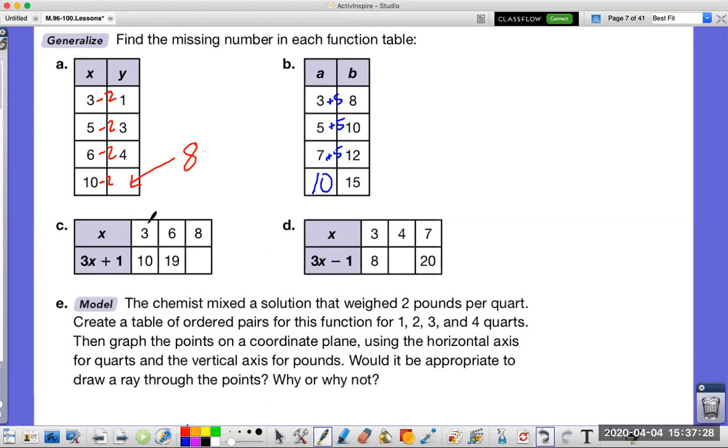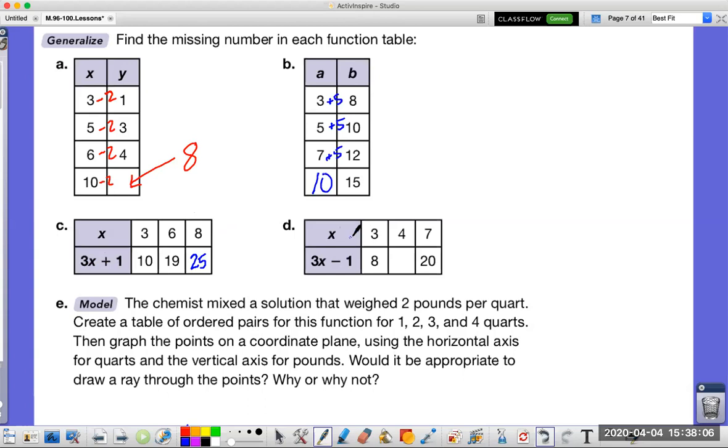What about letter C? If x is 3, and then you plug in that 3 into this function here, 3 times 3 plus 1 equals 10. If x is 6, you plug 6 into this, that'd be 3 times 6, which is 18, plus 1 makes 19. So what would be this last one? It should be 25, right? Because 3 times 8 is 24, plus 1 makes 25.